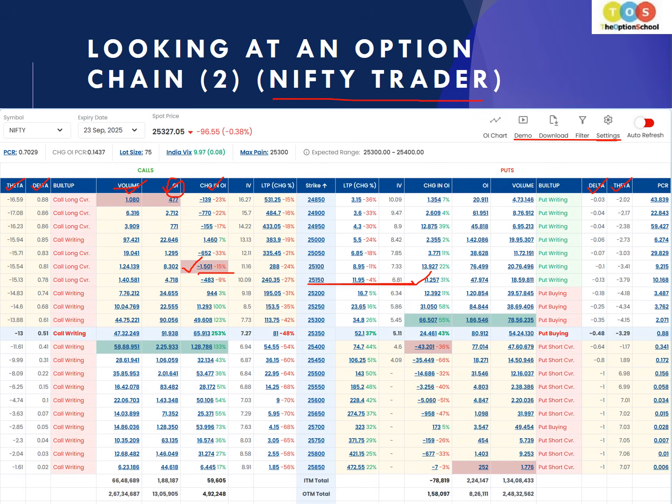The fourth part was the implied volatility. Implied volatility is there to tell us about the possible price movement of that particular option at that strike price, on the upside or on the downside.